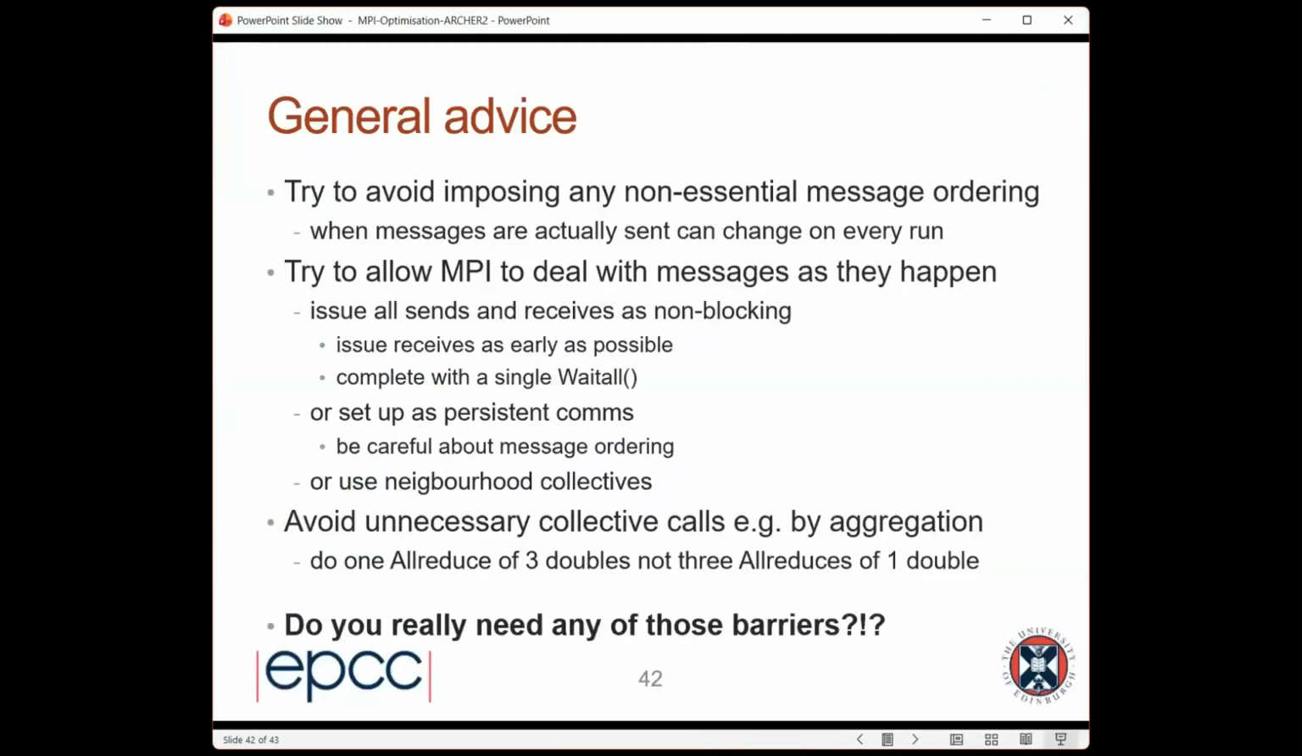Avoid unnecessary collectives. So the two ways to avoid unnecessary collective calls are: don't do them every iteration, do them every 10 iterations. That may or may not be possible depending on your algorithm. Another really useful one is do one all reduce of 3 doubles, not 3 all reduces of 1 double. An all reduce of 3 doubles will be 3 times quicker than doing 3 all reduces of 1 double, because when you do an all reduce, the time is not in transferring these tiny amounts of data or in adding up tiny amounts of data. It's in the global synchronization and management of all those processes.